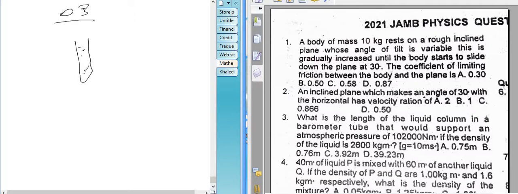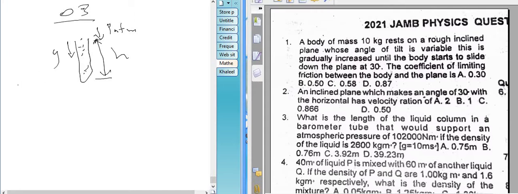So let us have a short diagram for this question. Assuming this is the barometer, we have a liquid inside it. In this case, we have atmospheric pressure which is acting down, and from here to here is the height. So this is the height or length of the barometer. Again, we have the acceleration due to gravity which is acting down.